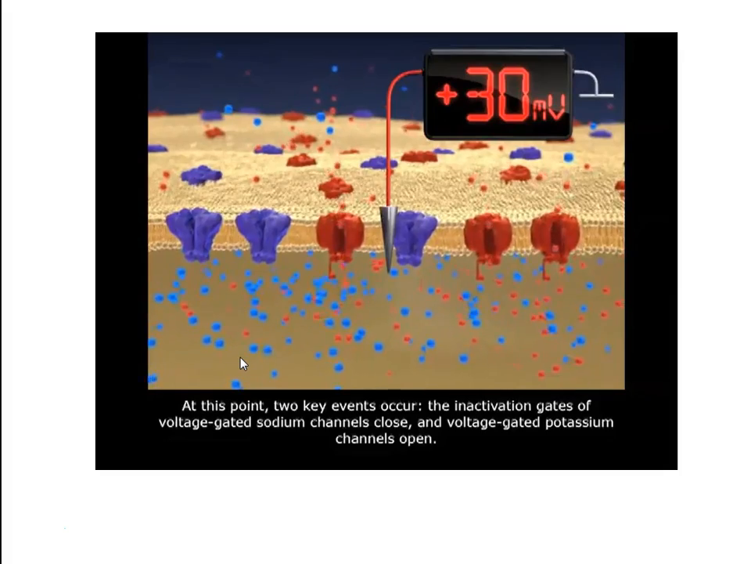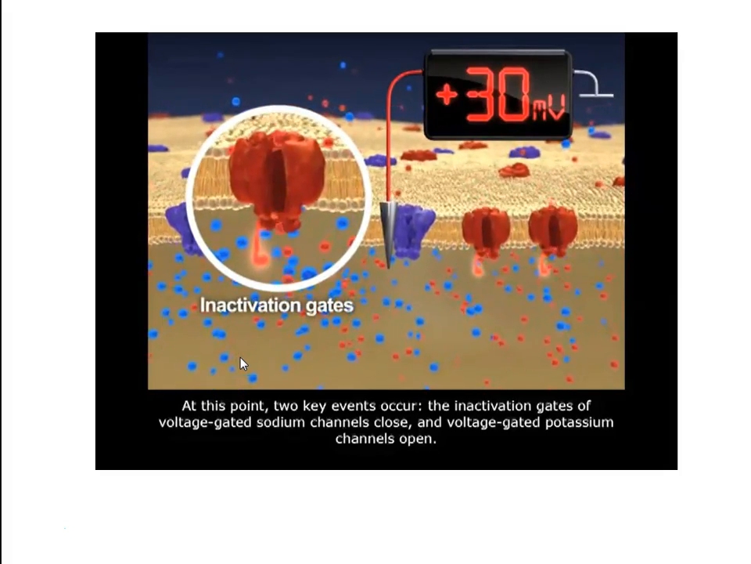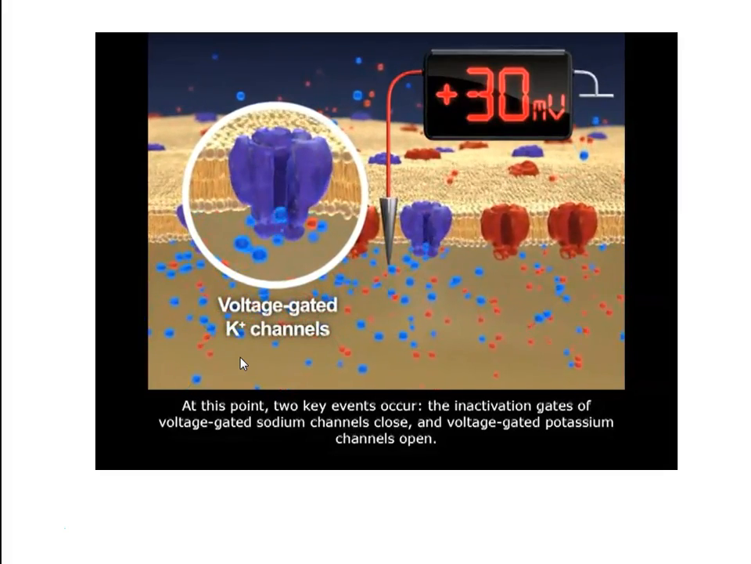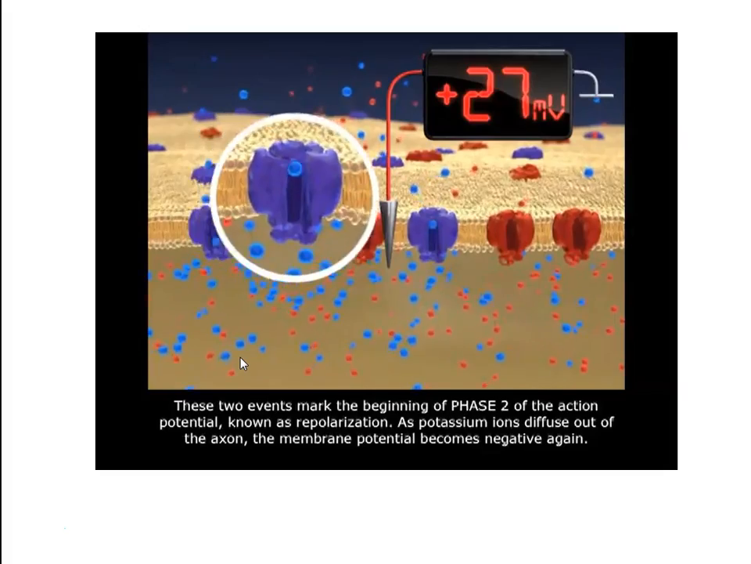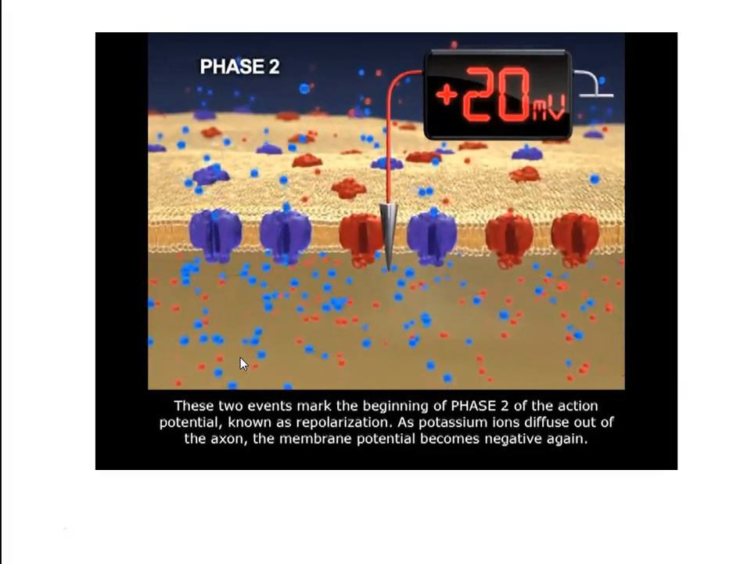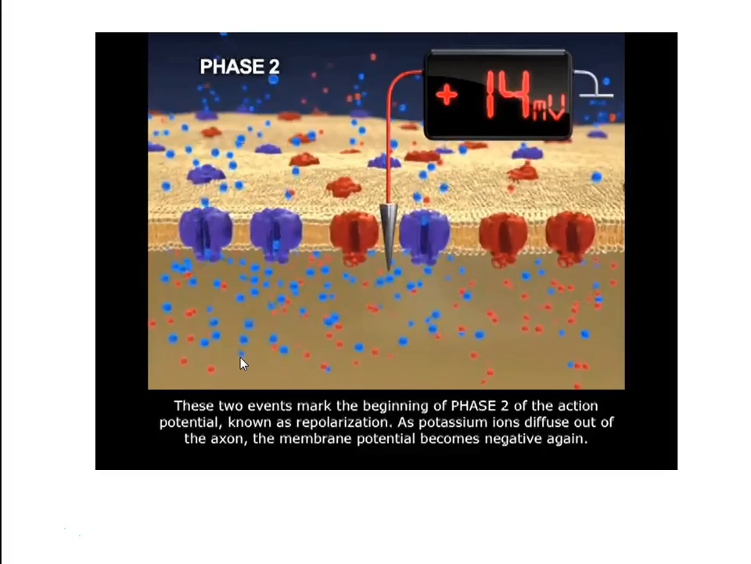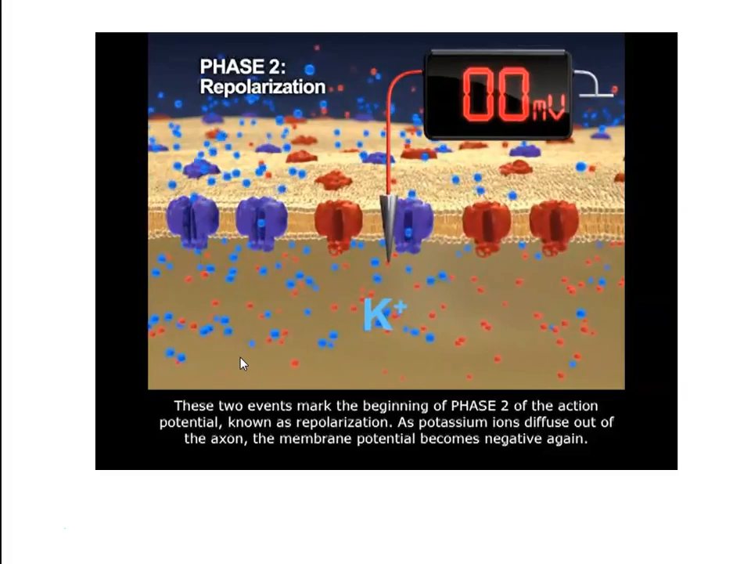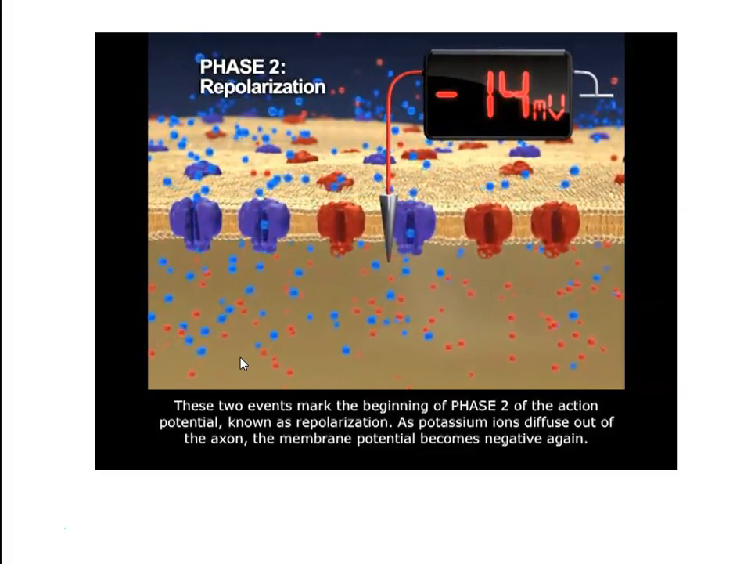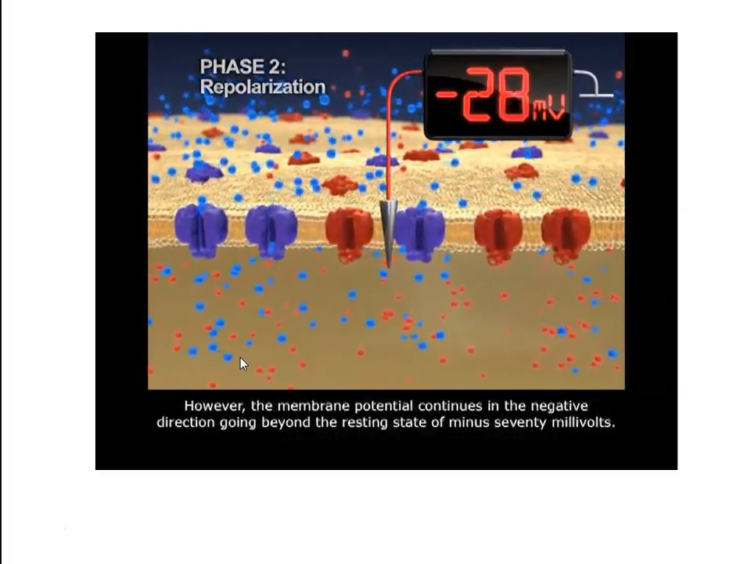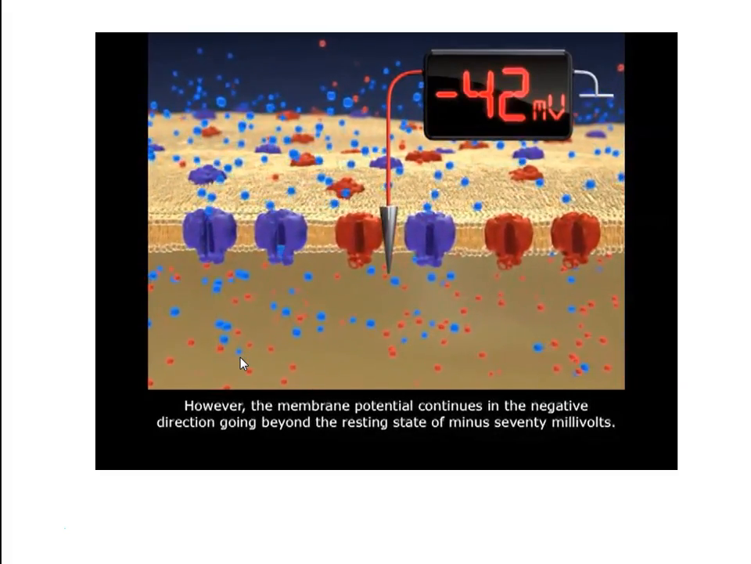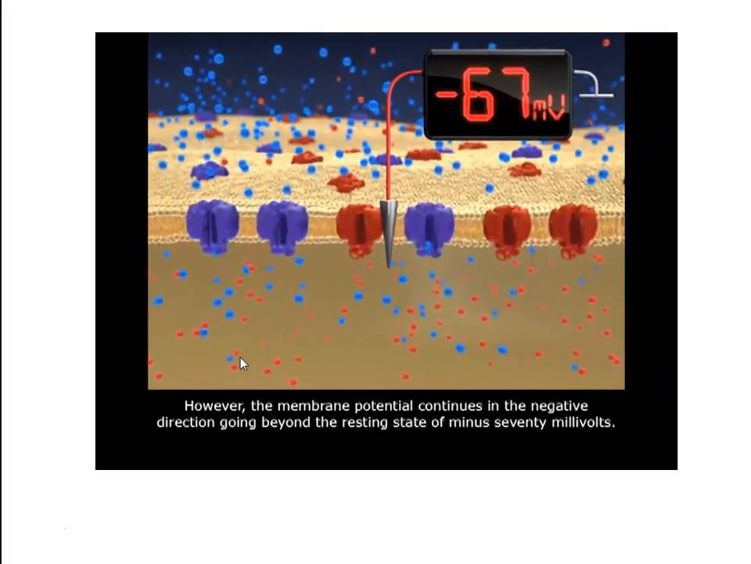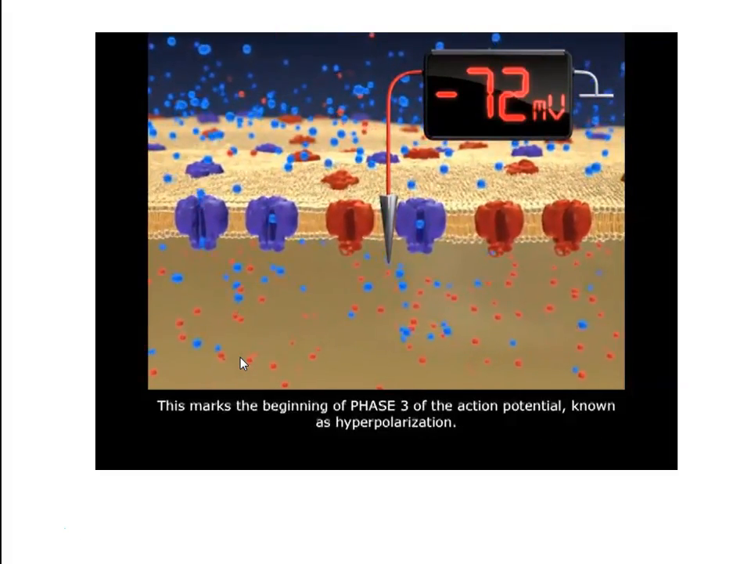At this point, two key events occur. The inactivation gates of voltage-gated sodium channels close, and voltage-gated potassium channels open. These two events mark the beginning of phase 2 of the action potential, known as repolarization. As potassium ions diffuse out of the axon, the membrane potential becomes negative again. However, the membrane potential continues in the negative direction, going beyond the resting state of minus 70 millivolts.